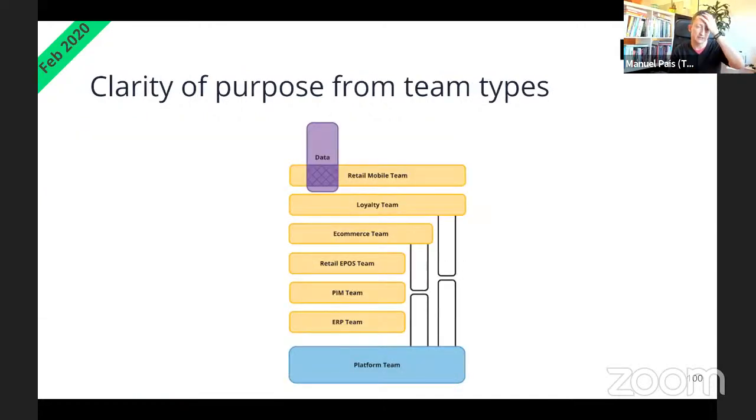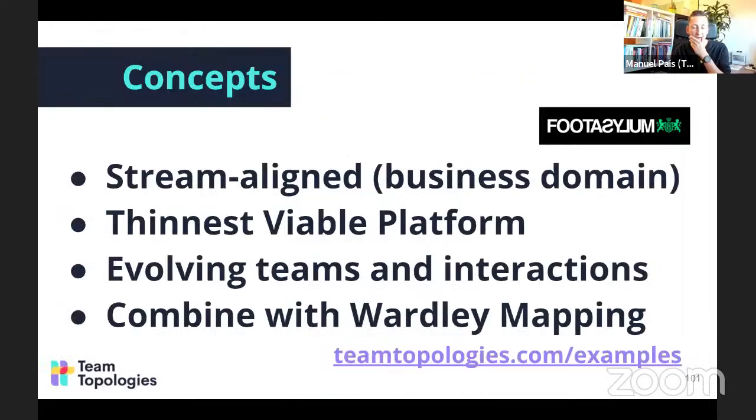And they said that Team Topologies helped them have much more clarity on what types of teams we have, what the mission of the teams is, because they're aligned to these types of teams. So they use these different ideas of stream alignment, thinnest viable platform, evolving team interactions over time, and Wardley mapping.